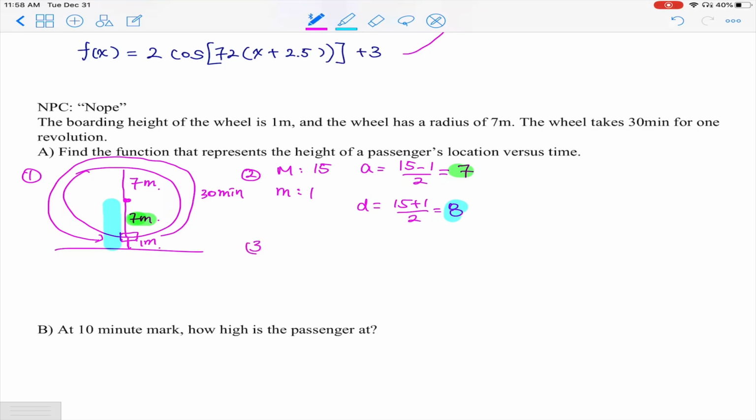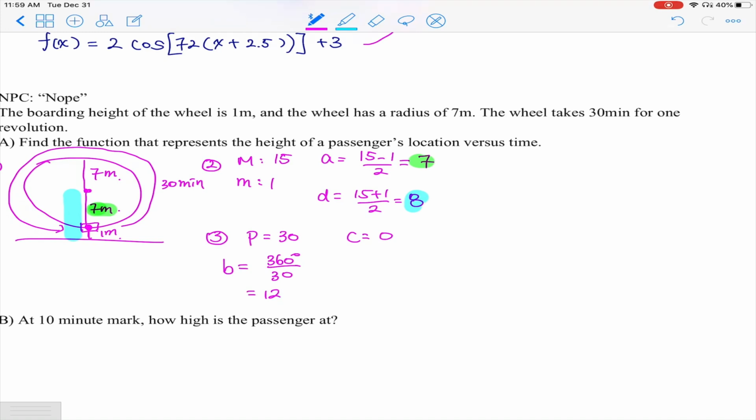Now the third is the B value. To find the B value, we need to know the period. The period is 30 minutes in this case. The unit really doesn't matter for now. Then B is 360 degrees divided by the period, which is 30, and that is 12. This means it rotates by 12 degrees per minute. And our C is basically 0, right? We start at time 0. So we've found all the components that we need.